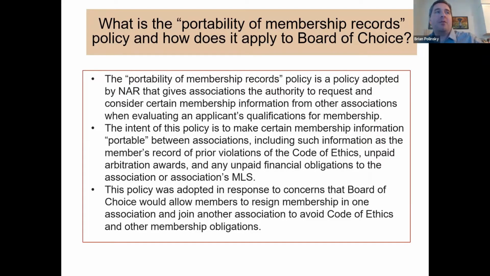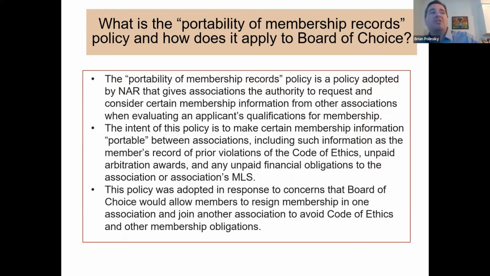A lot of the time, someone who is applying to join at your association will have been a member at other local associations. And this is just saying, you should be able to get information about their membership status at those other associations. So the intent of the policy is to make certain membership information portable between the associations. That includes records of prior violations of the Code of Ethics, any unpaid arbitration awards, and any unpaid financial obligations to the association or the association's MLS. This is all information that your association should know before deciding whether to take on this person as a new member.